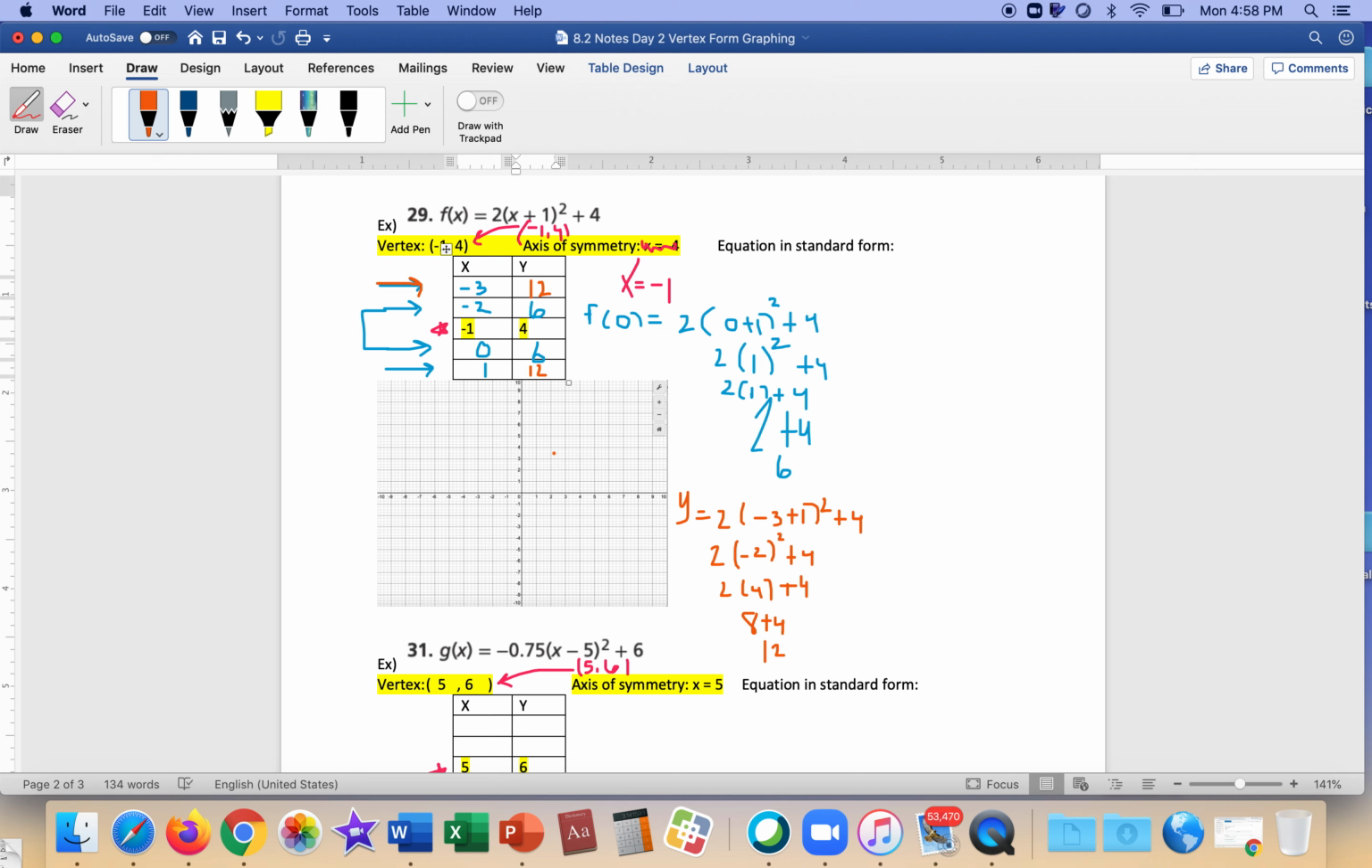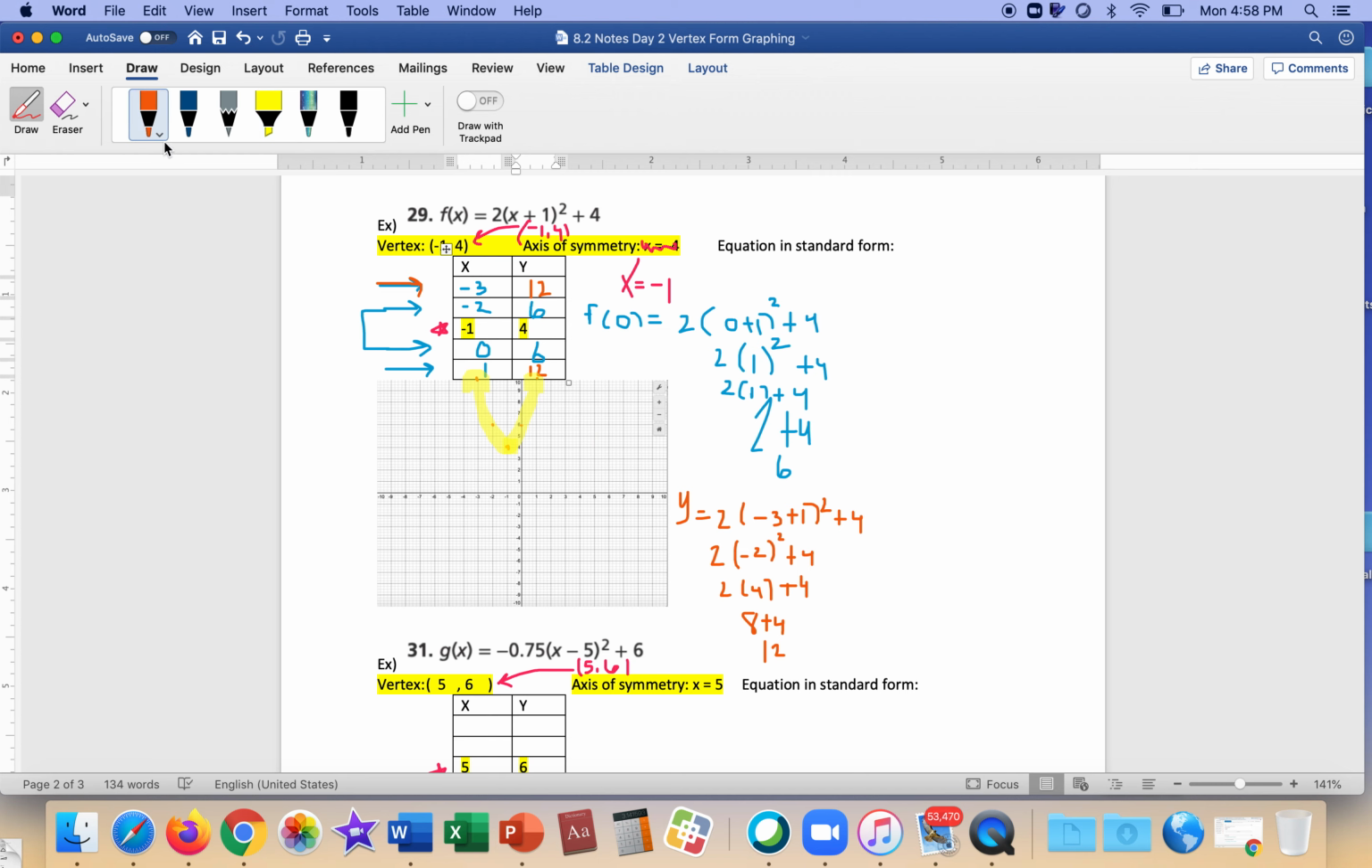So I'm going to do -1, 4. I'll do a dot there. I'll do a dot at -2, 6. So -2, 6 is right about there. I'll do a dot at 0, 6. I'll do a dot at 1, 12, so it's a little bit above here, right? And at -3, 12 is up there. I like to start at my vertex and then go out and make a nice U shape, with arrows.